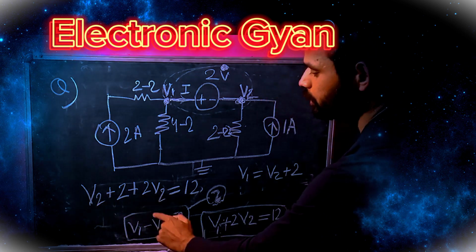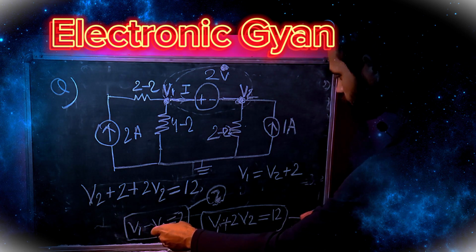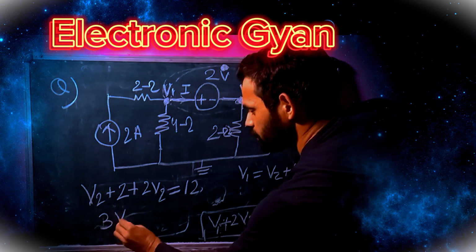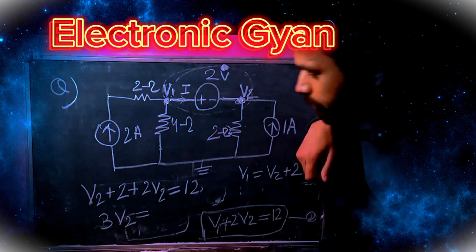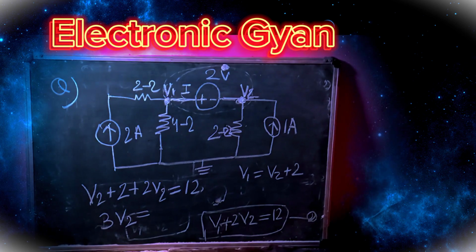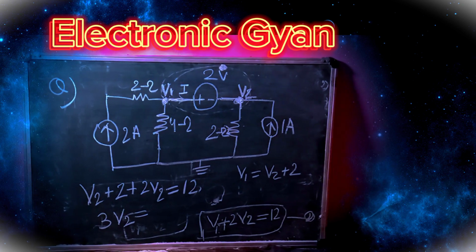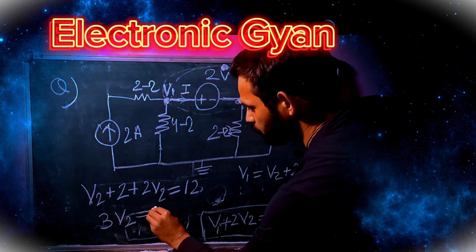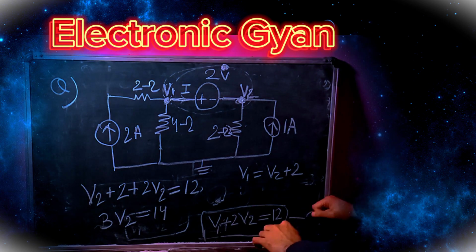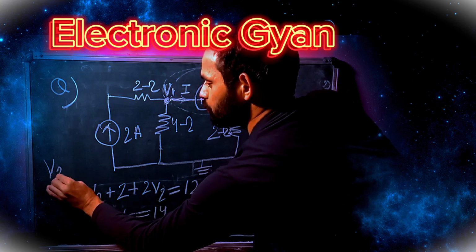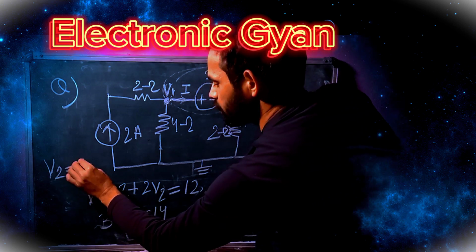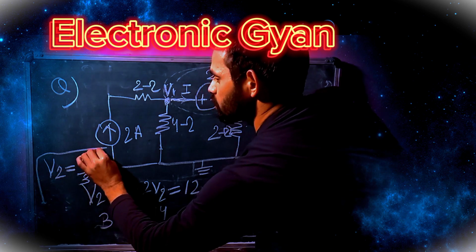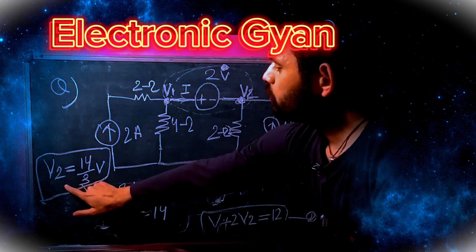Now, what is the value of V2 here? This is 3V2. So 3V2 is equal to 12 minus 2, which is 10... Okay, so what is the value of V2? V2 is equal to 14 by 3 volt. So this is my V2 voltage, 14 by 3 volt.